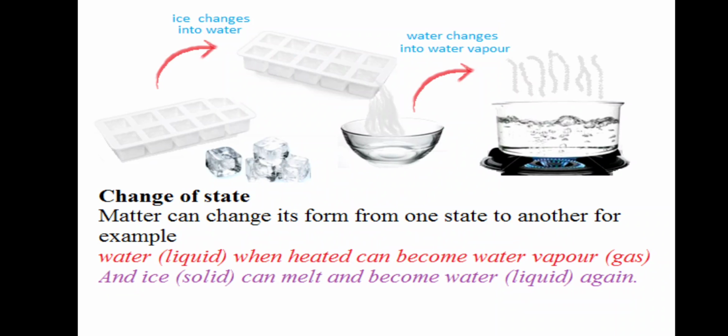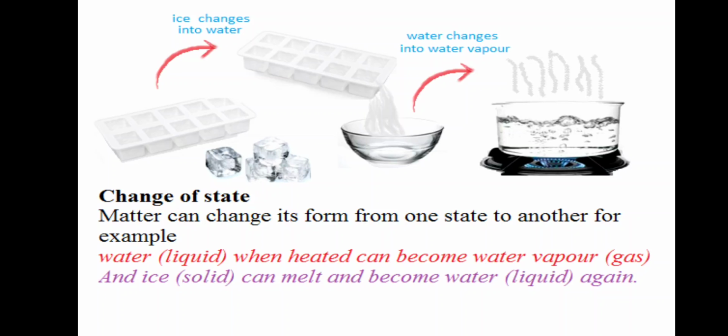Now, change of state. Matter can change its form from one state to another. For example, water, liquid, when heated can become water vapor, gas. And ice, solid, can melt and become water liquid again. So that is change of state. Now we basically saw what is solid, liquid and gas. These are the three states of matter.